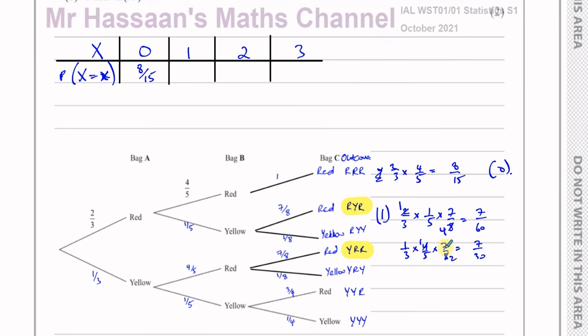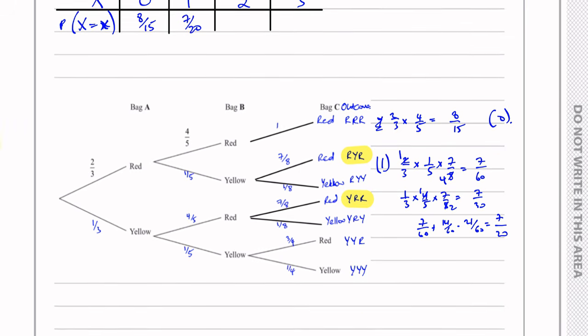So if we add them together, you have 7 over 60 plus 14 over 60, which gives us 21 over 60. If you simplify that, 3 goes into it, 7 over 20. So that's 7 over 20 here for one yellow.